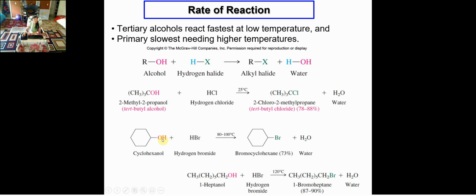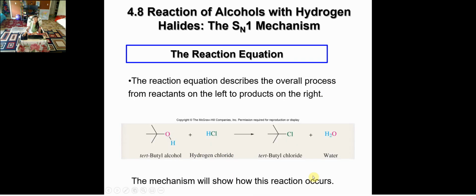You simply replace this OH by the bromo. So you produce bromocyclohexane, which gave you 75%. If you have a primary alcohol, this alcohol is a heptanol. This heptanol reacted with hydrogen bromide at a very high temperature, 120 Celsius. You produce the 1-bromoheptane. So this reaction has a reasonably high product yield.